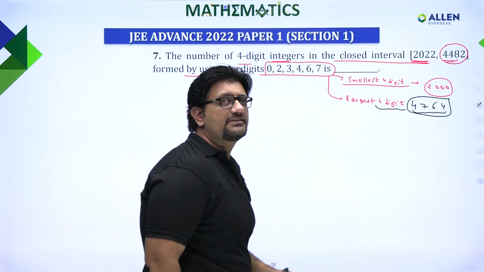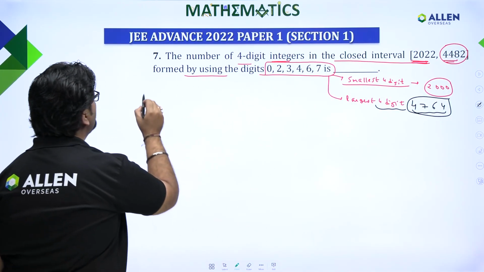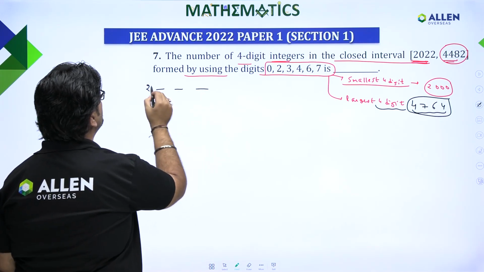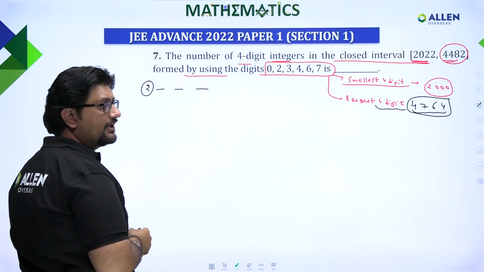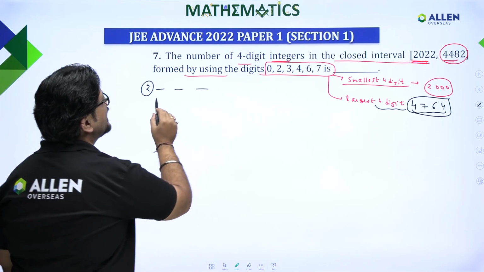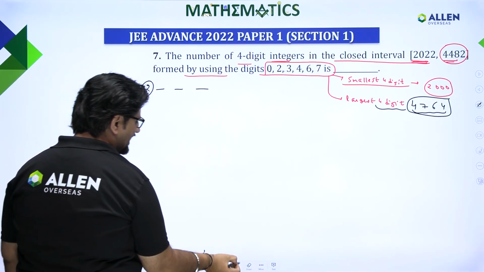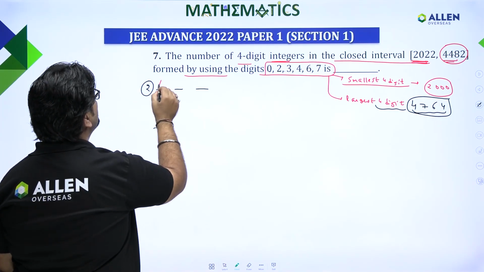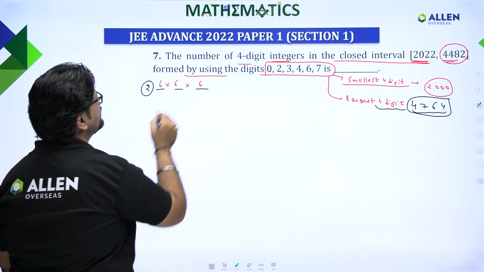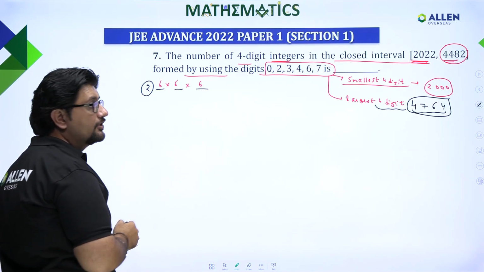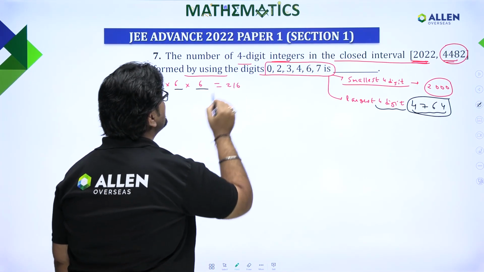So how to calculate this thing? First of all, we are going to calculate the 4-digit numbers starting from 2, my dear. So how many can be formed? If I start with 2, how many are there? 1, 2, 3, 4, 5, 6. So total cases are 6 for each and every place to be filled out. So we are getting 216.